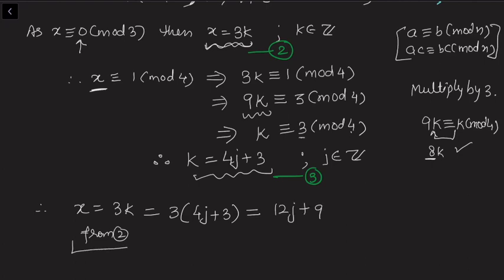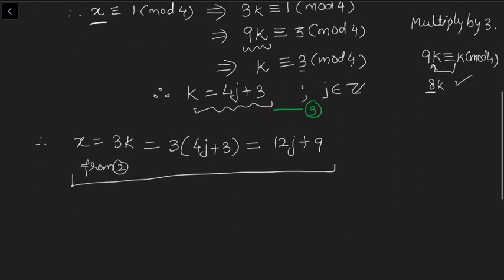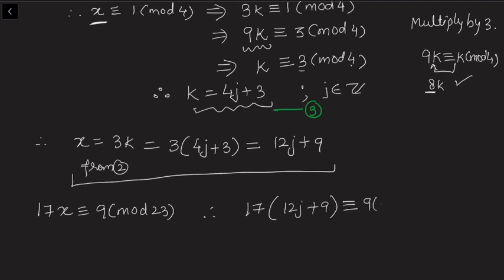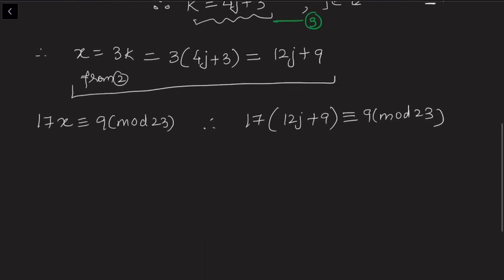So now this x we will use in our third congruence. And our third, the last congruence, was 17x, which is congruent to 9 modulo 23. So that means here we get 17 times 12j plus 9 should be congruent to 9 modulo 23. So we want to find which j satisfy this congruence. So now you can see that once you multiply 17 by 12, we'll get 204j, and 17 times 9 we get 153, congruent to 9 modulo 23.